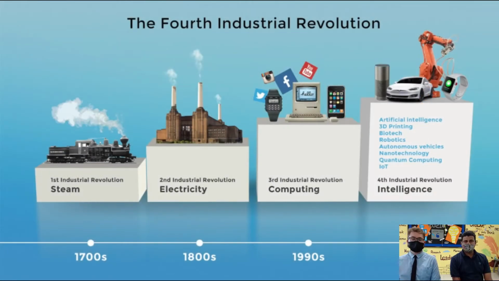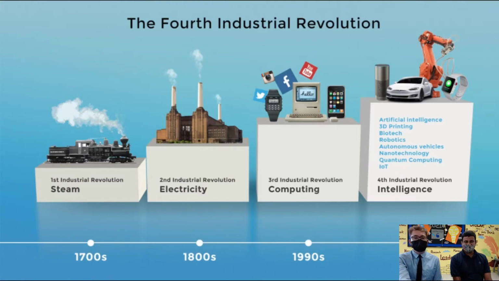Here we have the 4 industrial revolutions. The first one happened in the 1700s when people started using steam. When water is heated, it becomes steam and creates a lot of pressure. Using that pressure, they were able to use machines, and that is how industries first started.